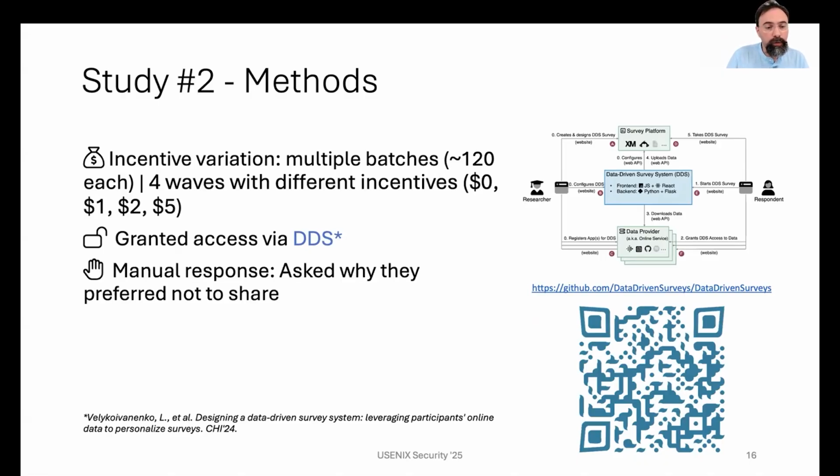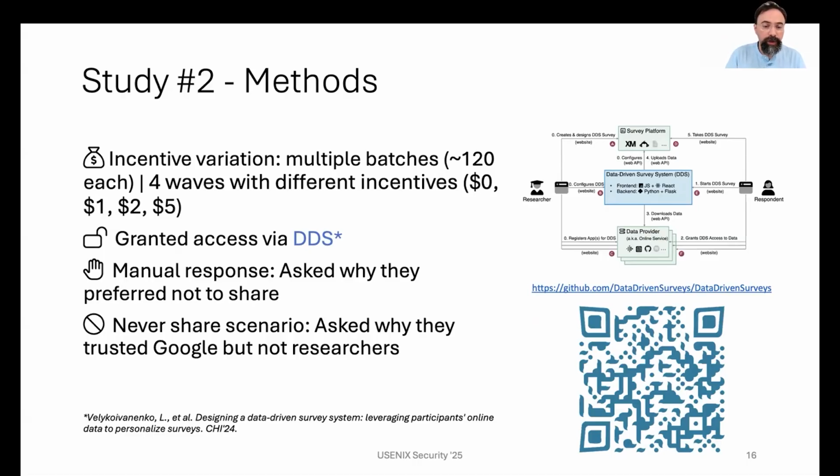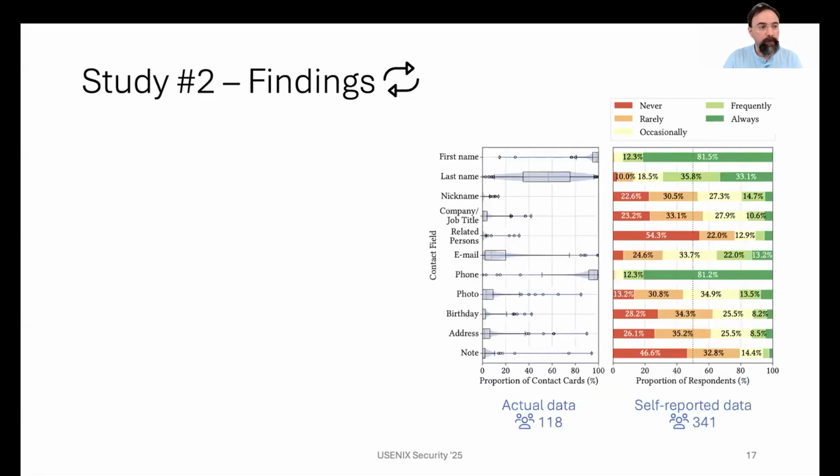So those who chose to respond manually were asked why they didn't feel comfortable granting access, and those who said they would never share their data were asked what makes sharing with services like Google acceptable, but not with researchers. Okay, now let's look at the completeness of the contact data.